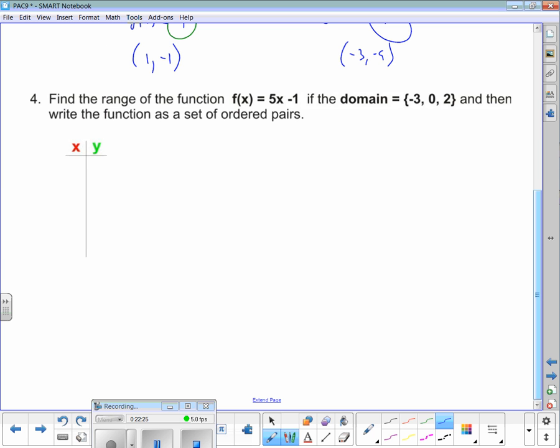What else can happen? Find the range of the function f of x equals 5x minus 1 if the domain equals negative 3, 0, 2, and then write the function as a set of ordered pairs. All right, so we got to do all that. Not really all that hard.